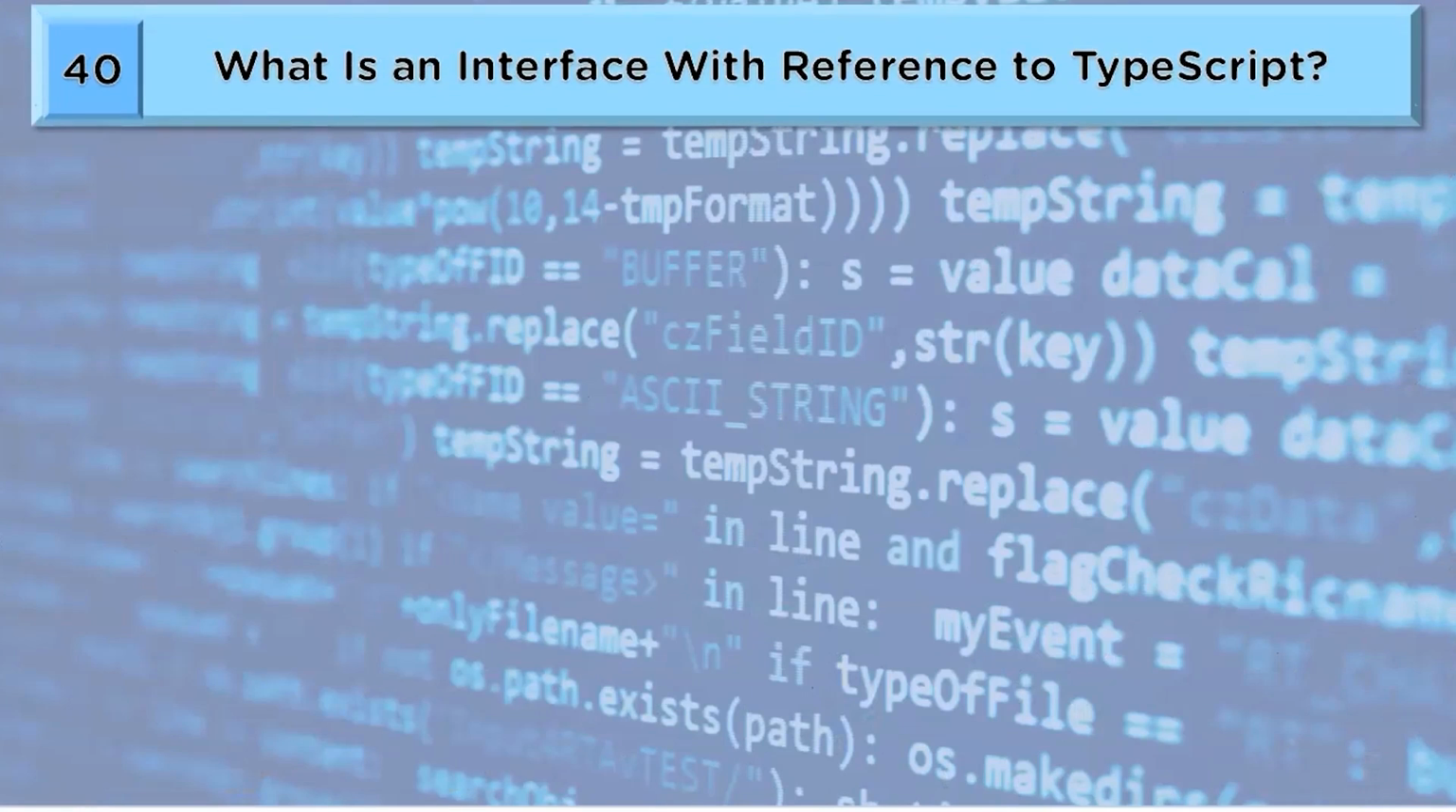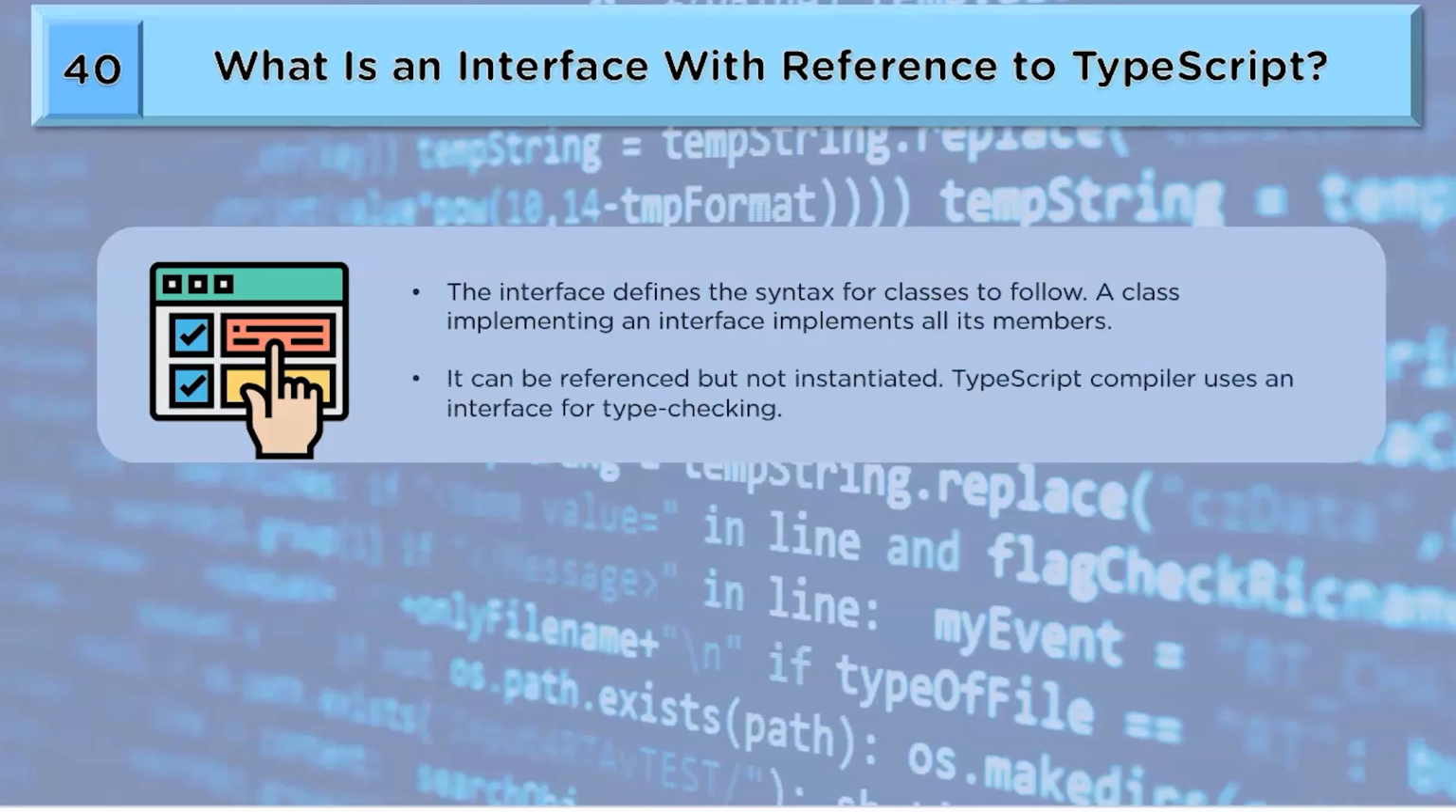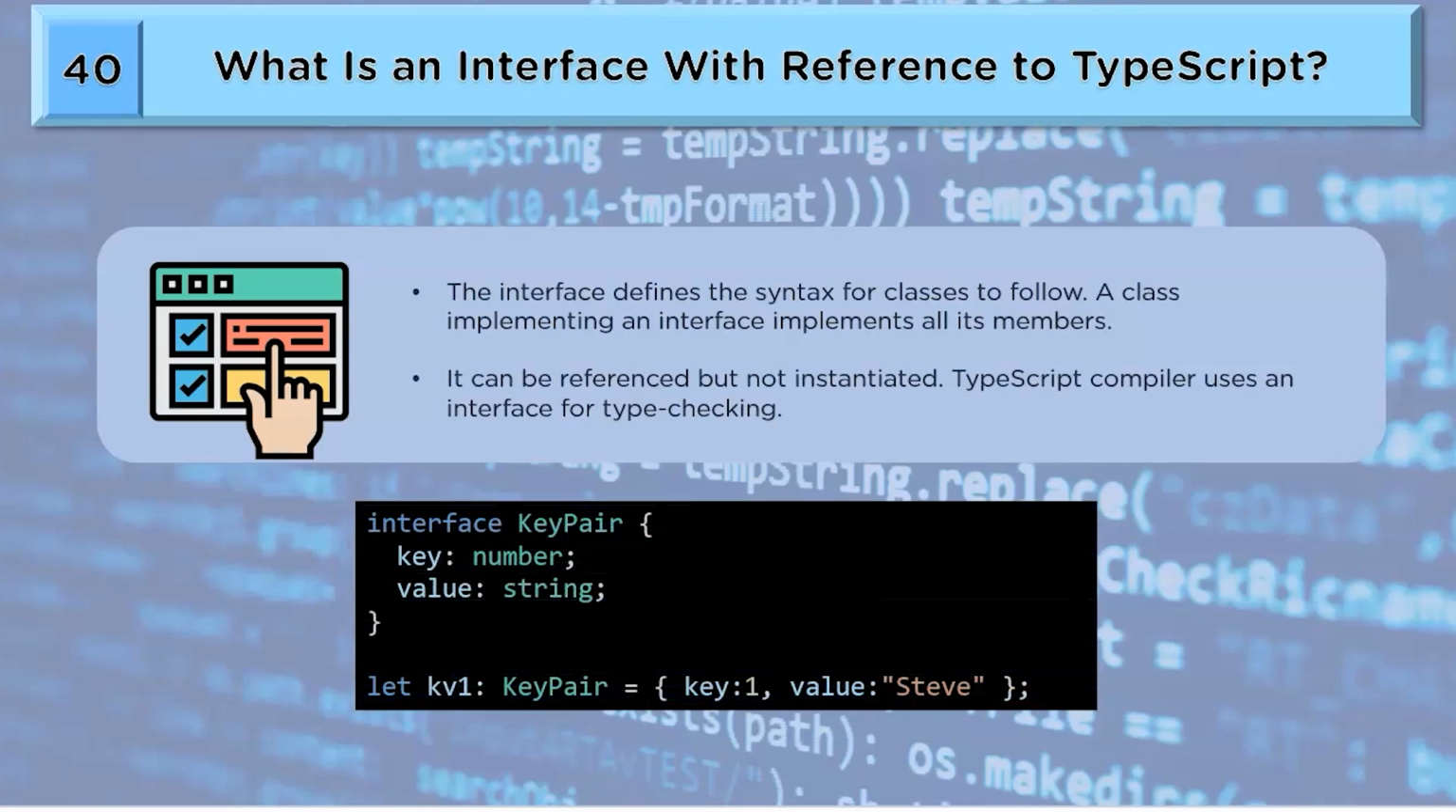What is an interface with reference to TypeScript? The interface defines the syntax for classes to follow. A class implementing an interface implements all its members. It can be referenced but not instantiated. The TypeScript compiler uses an interface for type checking.